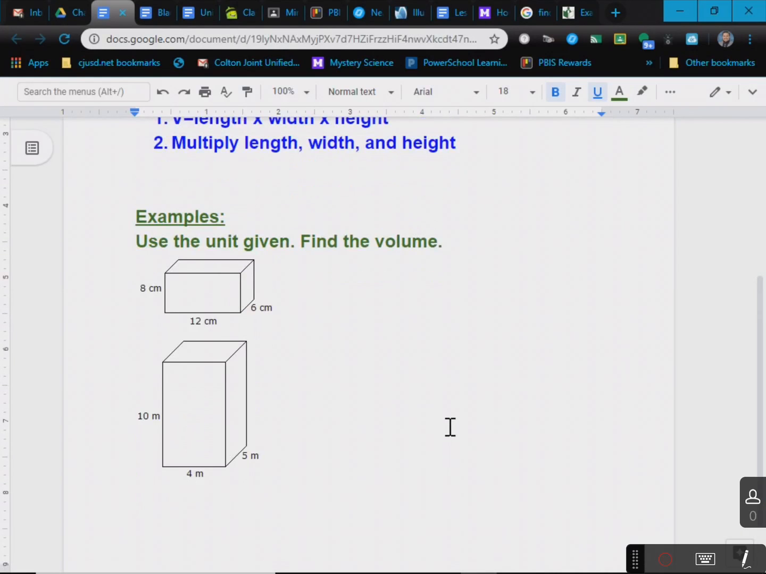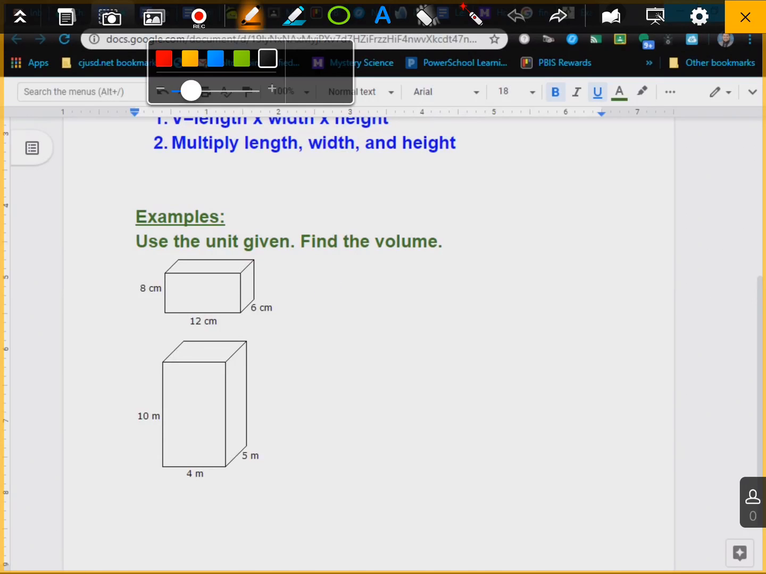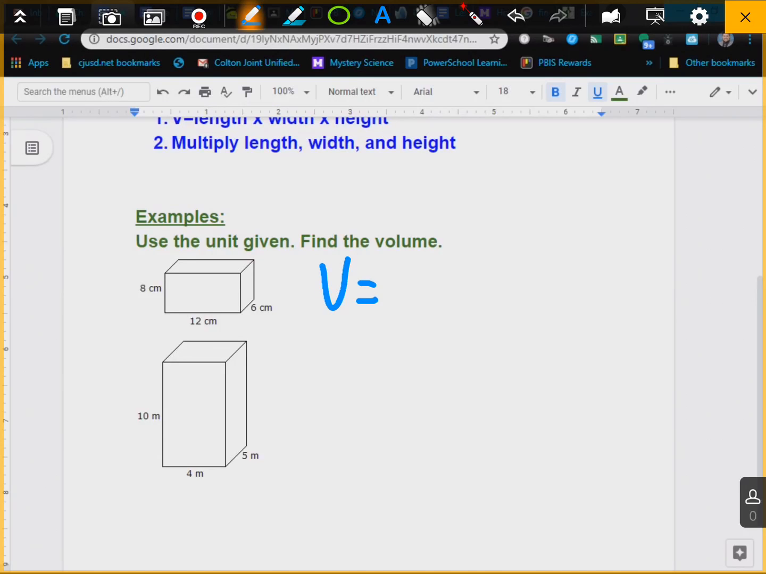So we have two examples. We're going to do them one at a time. This says use the unit given, find the volume. So we have 8, 12, and 6. Volume equals, I'm going to use something a little bit darker, volume equals length times width times height.